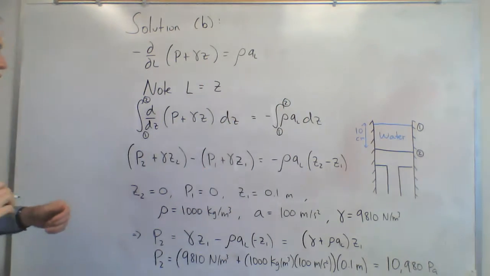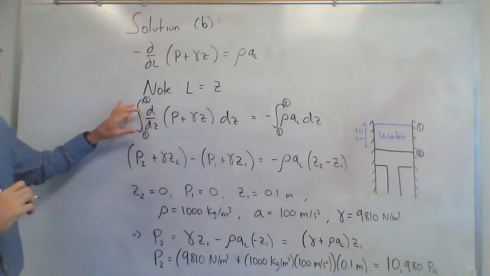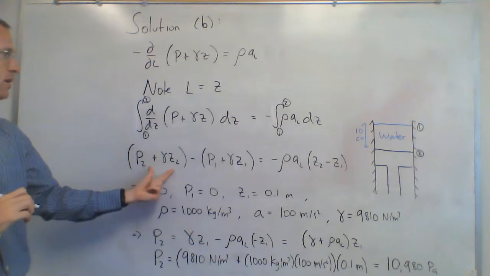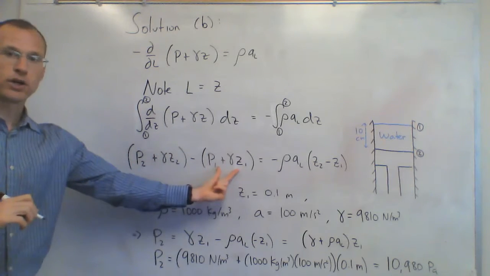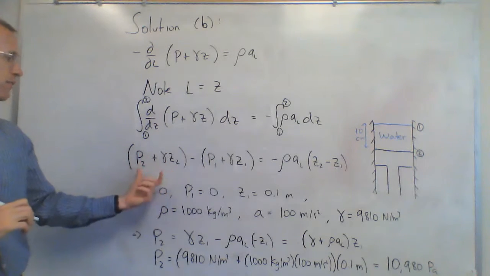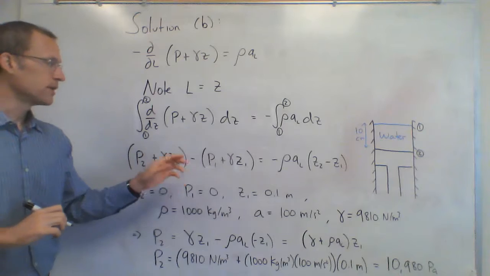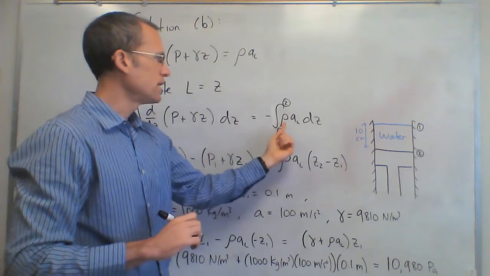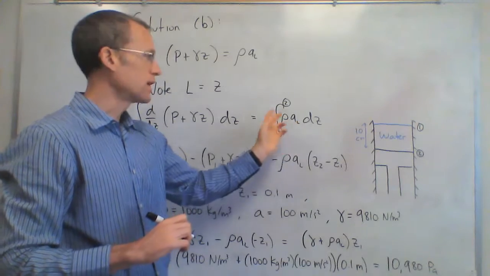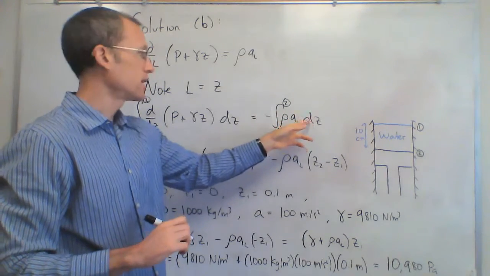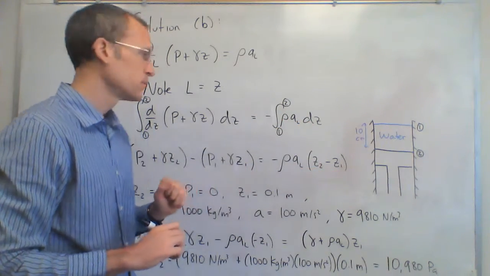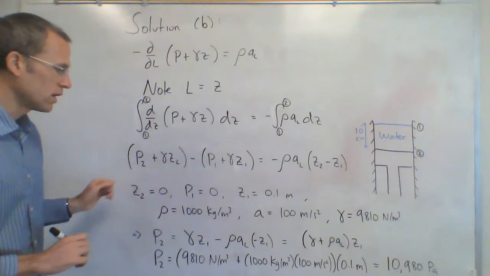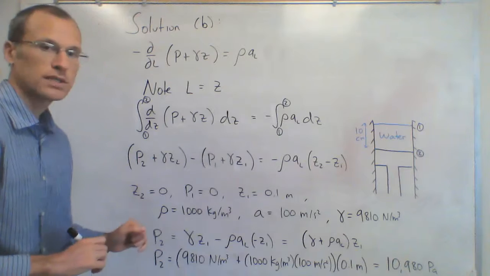So what that does is basically kill the derivative. And then whatever's on the inside, I have whatever that is at point 2 minus whatever that is at point 1. So left-hand side, I have P2 plus gamma Z2 minus P1 plus gamma Z1. Right-hand side, density and acceleration are both constants. So when I integrate, I just integrate Z and get Z2 minus Z1. And then using the same values we had before, other than now acceleration is no longer 0, it's now 100.